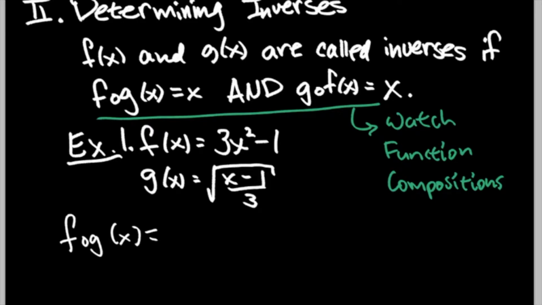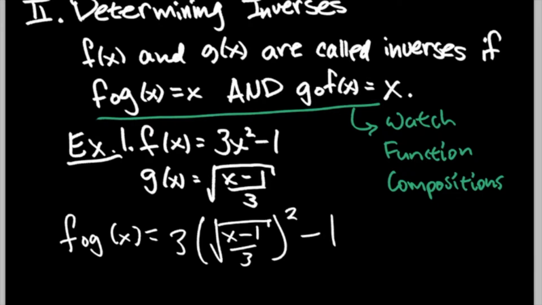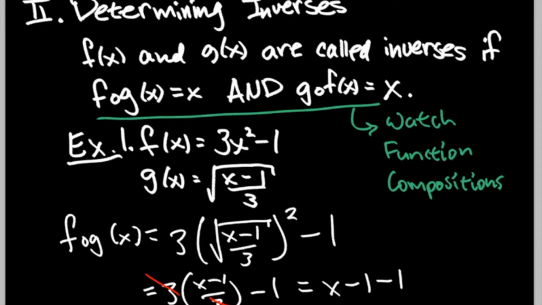So, if we just calculate that out, we'll just put g into x, and yeah, it's going to look a bit weird for right now. And then this is what we get. The square and square root cancel out. We can divide out the 3, and then we get x minus 1 minus 1, which is x minus 2.